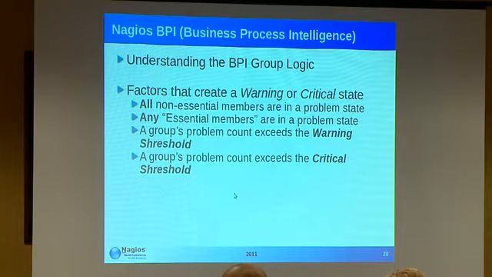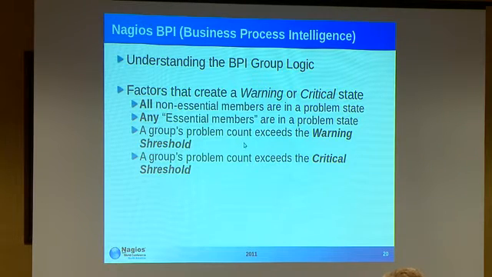First, actually not in this order. But if all non-essential members are in a problem state, that is one way to trigger a warning or critical state. That'll actually throw a critical state. If any essential members, which are members that you can flag as an essential member of this group, go down, the group will be in a critical state.